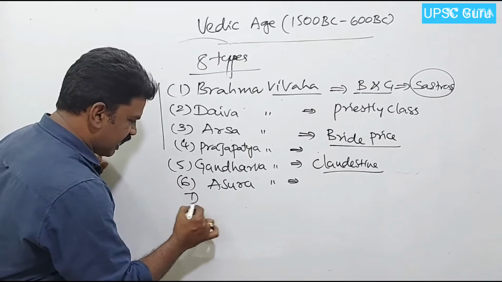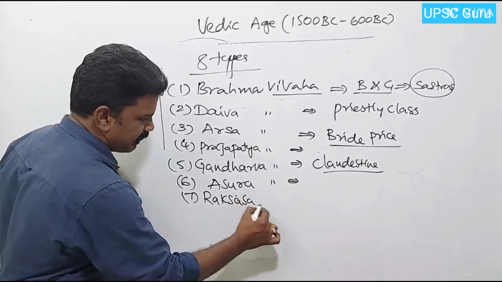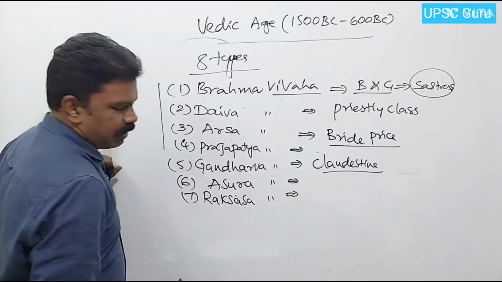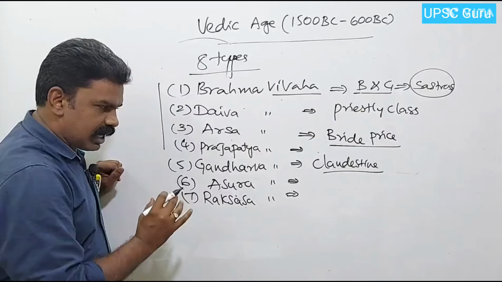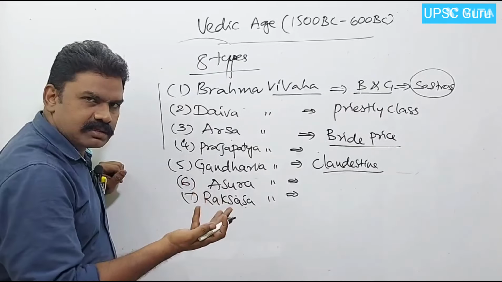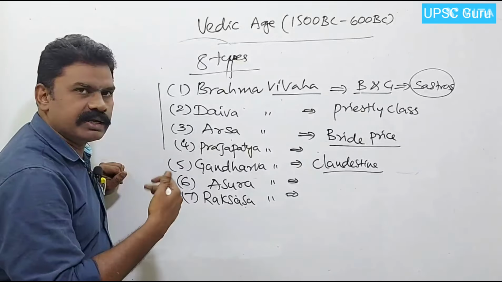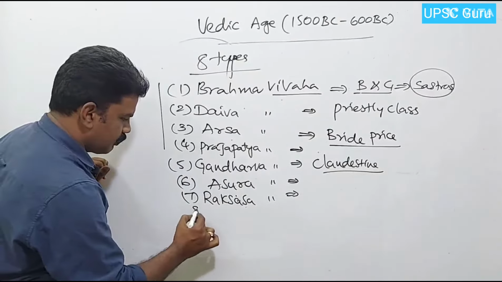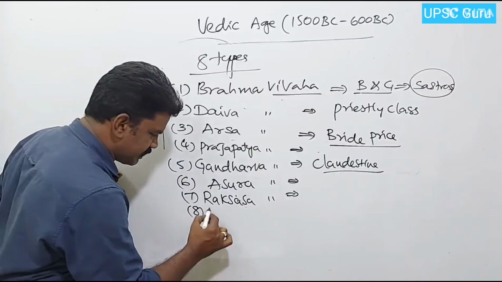The seventh one is the Rakshasa type of marriage. In this marriage, a girl is captured and married, a forceful marriage, capturing a girl and getting married forcefully. The last type of marriage is the Paisacha type of marriage.